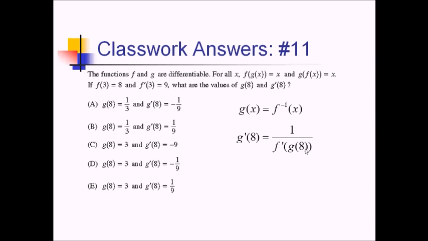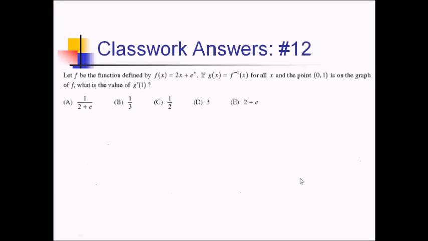That's the input to the f function when the output is 8. When the output is 8, the input was 3, so that means that g of 8 is 3, which means this is going to be 1 over f prime of 3. And f prime of 3, they told us, is 9, so this is 1/9. So we've got g of 8 equals 3, g prime of 8 equals 1/9. That's choice E.